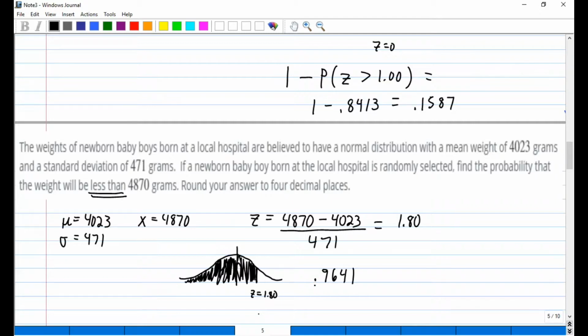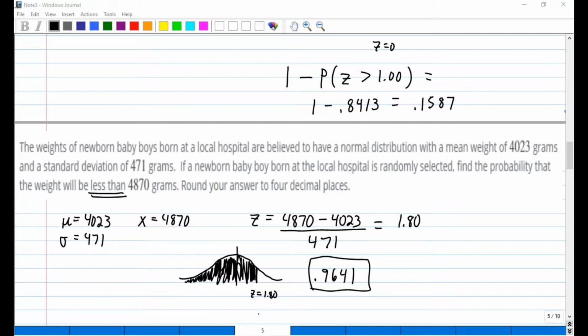0.9641. That's the area, so that's my probability. I read an article the other day where there was recently a baby girl born in New York that weighed 15 pounds, and I think 23 inches long. So yeah, that's a pretty big baby. All right, so that's not too bad.